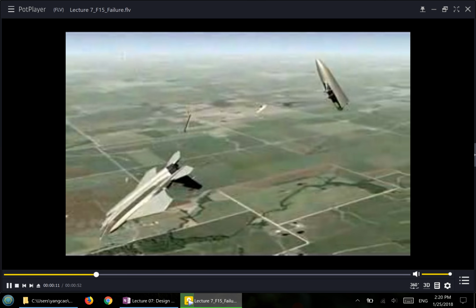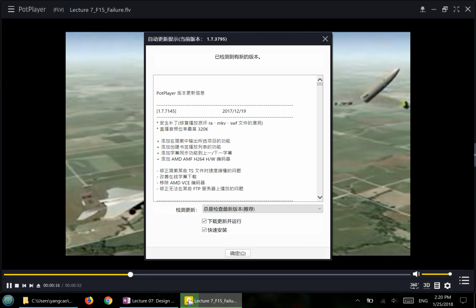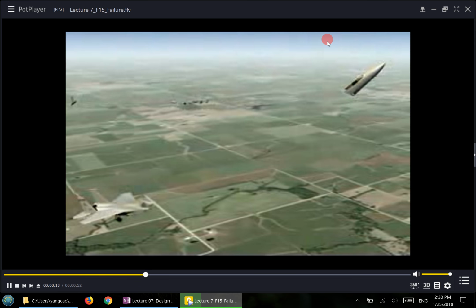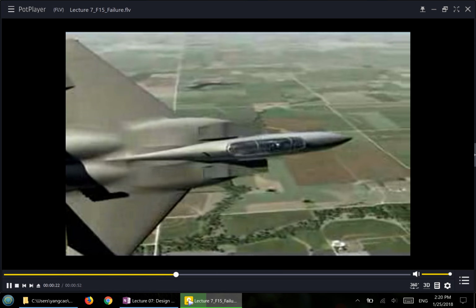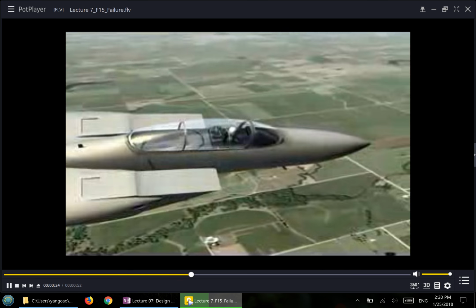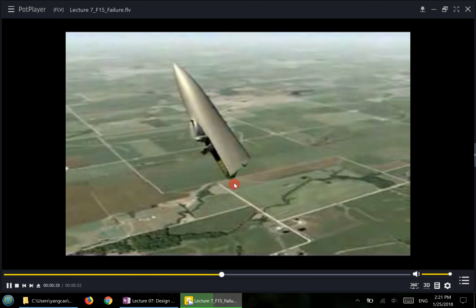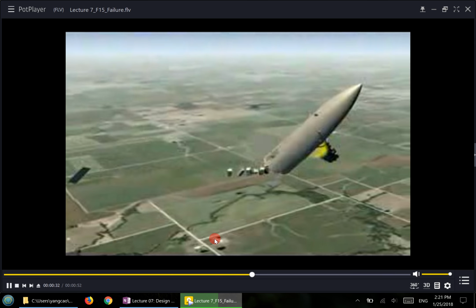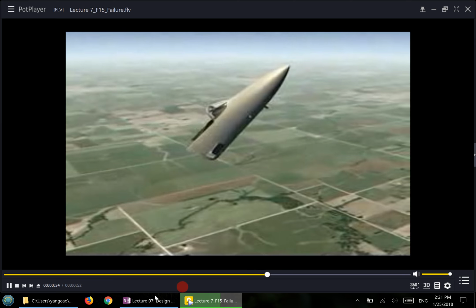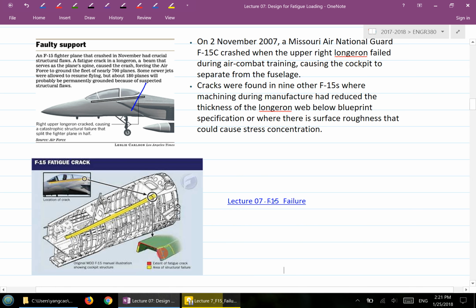So that's what happened, right? In the middle of the blue skies, the plane just broke into two pieces, multiple pieces actually. The location of this failure is somewhere around here, close to the cockpit. There is this longeron area, which I'll show you here. It's very sudden, very dangerous, and nobody expected that.